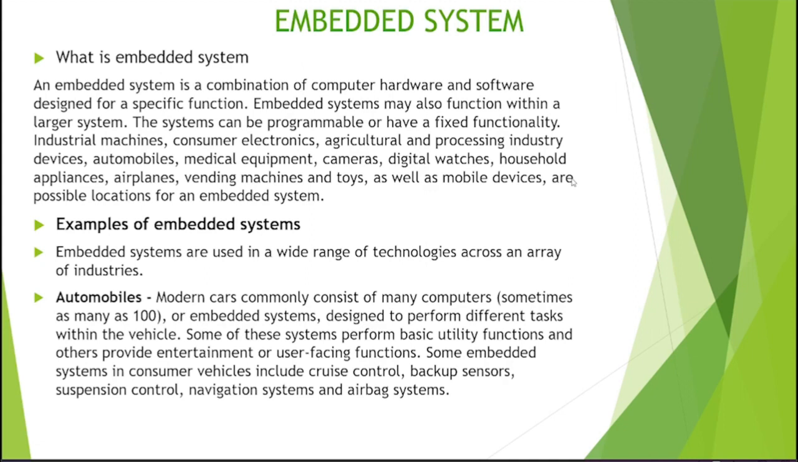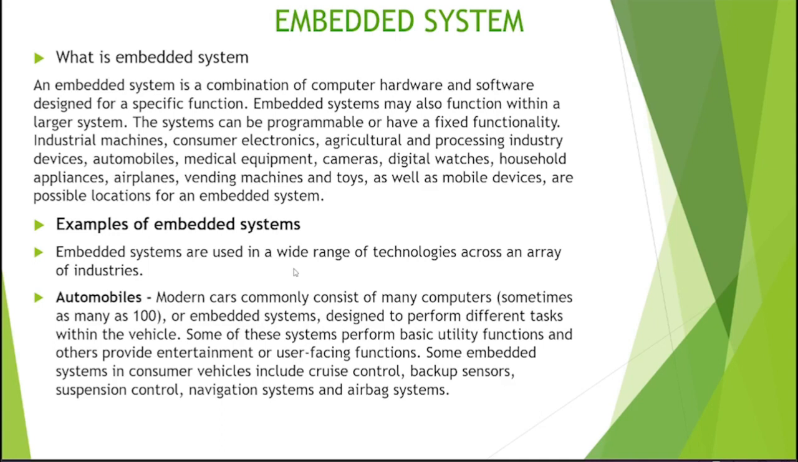Now we talk about the embedded system. So what is an embedded system? An embedded system is a combination of computer hardware as well as software designed for a specific function. An embedded system may also function within a larger system. The systems can be programmable or have fixed functionality. Industrial machines, consumer electronics, agricultural and processing industry devices, automobiles, medical equipment, cameras, digital watches, household appliances, airplanes, vending machines, toys as well as mobile devices are possible locations for an embedded system. So these are all examples of embedded systems.